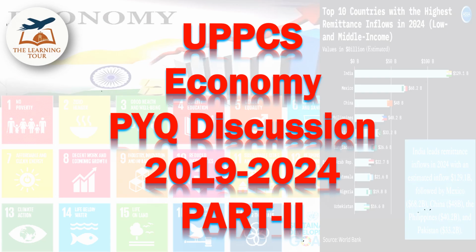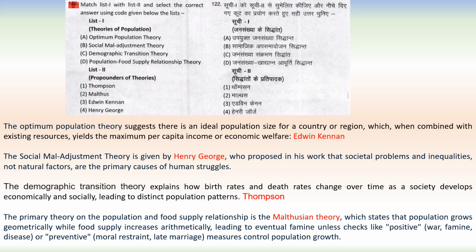Friends, we'll continue our discussion on previous year question papers asked in the UPPCS Prelims examination. So first one, match list 1 with list 2. List 1 is theory of population, and list 2 contains propounders of theories. The optimum population theory suggests there is an ideal population size for a country or a region which, when combined with the existing resources, yields the maximum per capita income or income welfare.